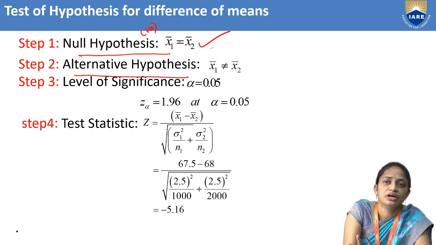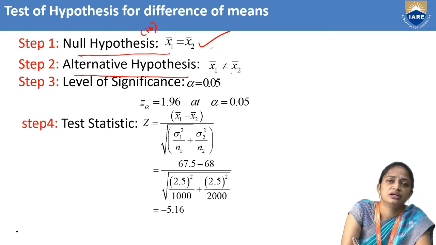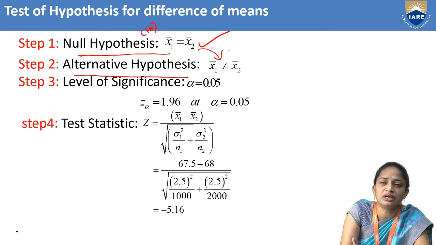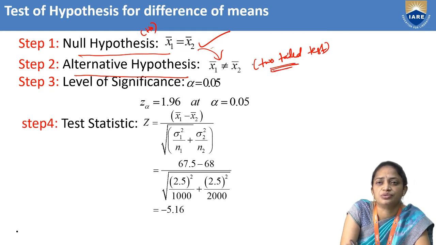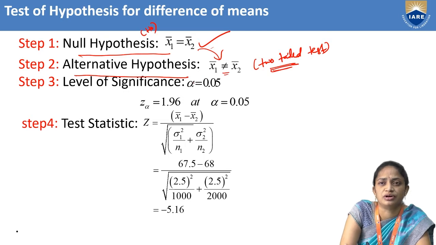Okay, so here I am taking x1 bar equal to x2 bar. The alternative hypothesis is nothing but the opposite of the null hypothesis, so x1 bar not equal to x2 bar. That means it is a two-tailed test. One thing to remember: in a two-tailed test with two samples, you can directly write not equal to.